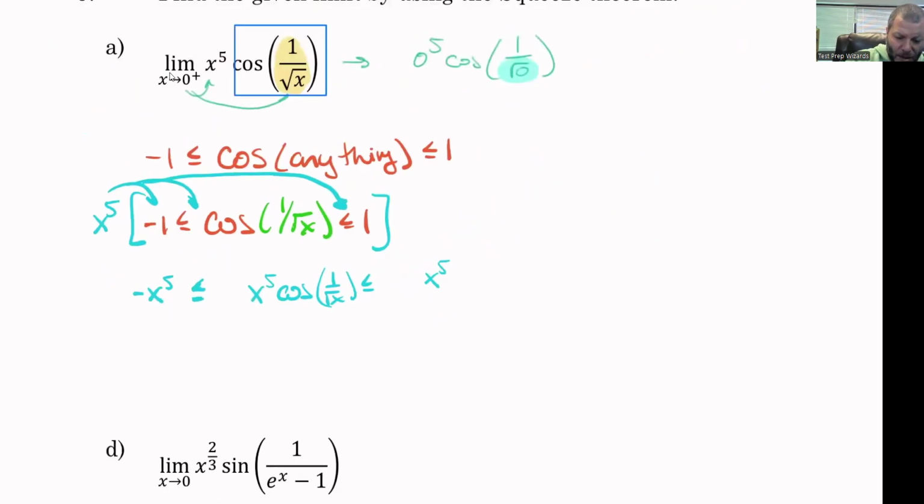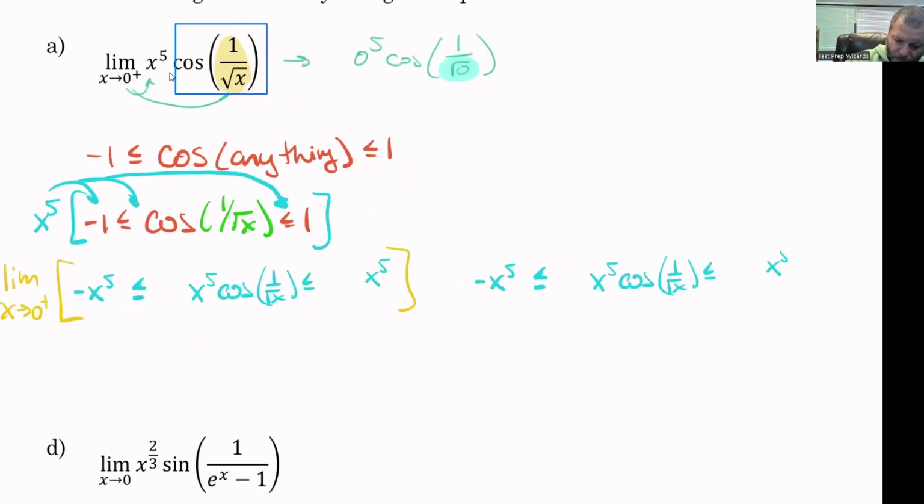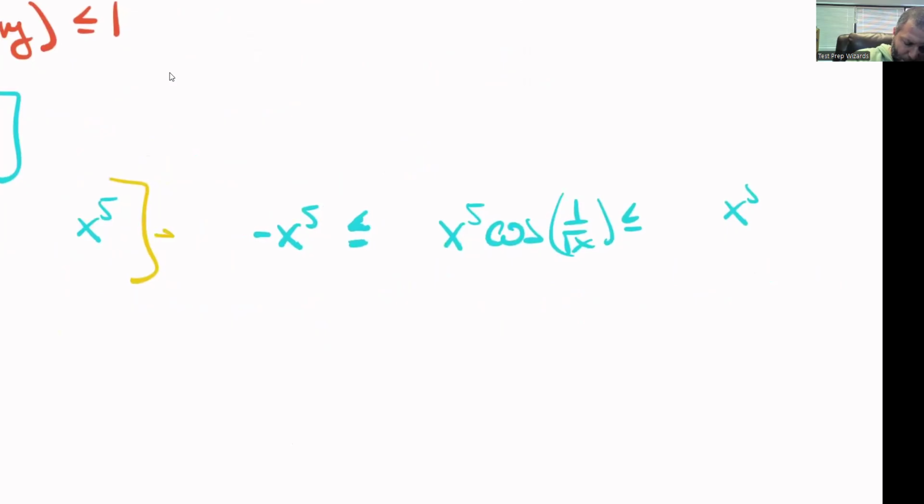So now let's take the limit of everything here. Again, I'm basically distributing a limit to everything inside. So that means that we're going to end up with something like this: the limit as x approaches 0 from the positive direction, the limit as x approaches 0 from the positive direction, the limit as x approaches 0 from the positive direction. Now, again, we can't do anything with this middle one. If we could have taken this limit, we would have been done by now. So we have to take the limits of the outer pieces.